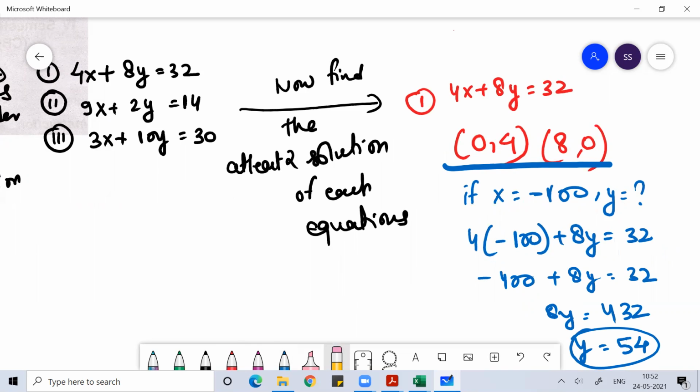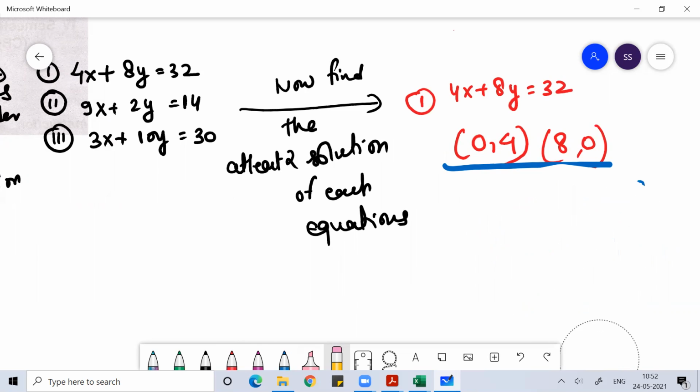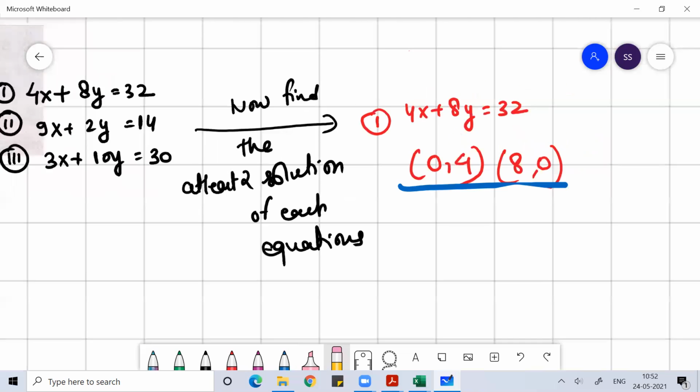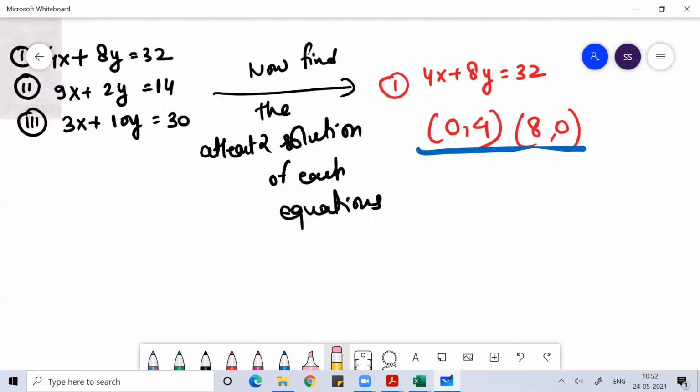You can put any value of x, you can find the value of y. I hope everyone would have understood by this time. So like this, you have to do for all equations. Okay, this was your first equation. Second equation, what is your equation? 9x plus 2y is equal to 14.